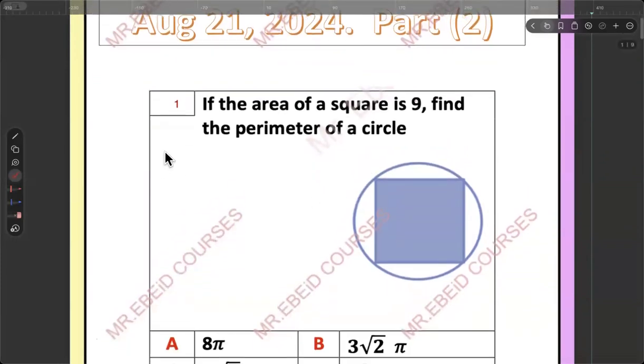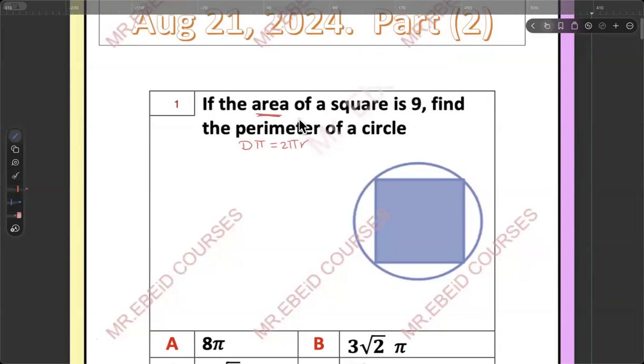So let's get started. The first question: if the area of the square is 9, find the perimeter of the circle. How can we find the perimeter of the circle? You know that the perimeter of the circle is the circumference of the circle, which is diameter times pi, or 2 times pi times r.